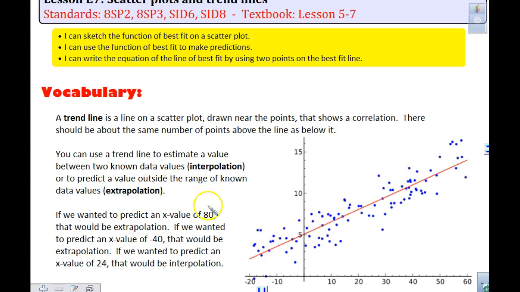An extrapolation, if I asked you, well, what's going to happen down at negative 30 when x is negative 30? That would be an extrapolation. When x is 100, that's going to be above this 60. That would be an extrapolation. So if we want to predict the x values for 80, extrapolation. If we wanted to predict for negative 40, also extrapolation. 24, interpolate. So all it means is that extrapolation, interpolation just means in between the known data points and outside of that.